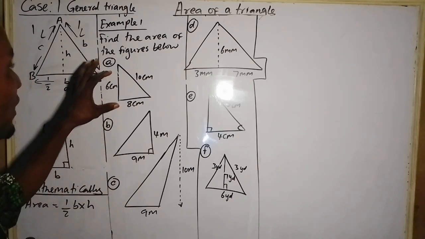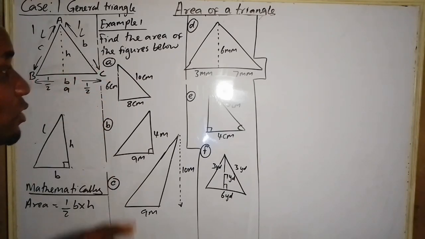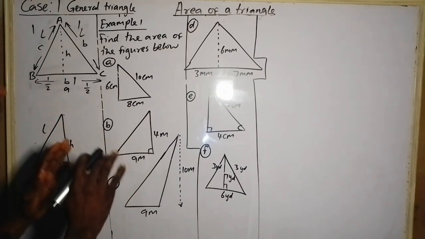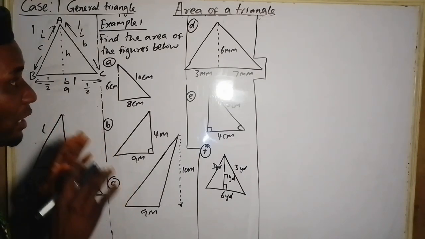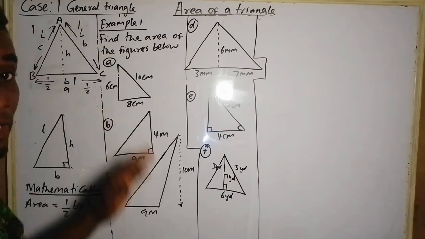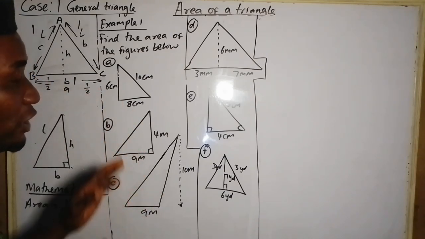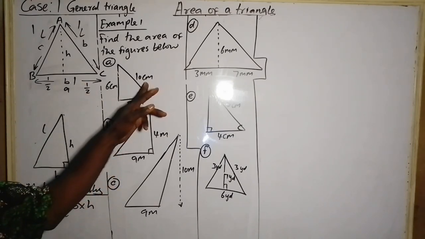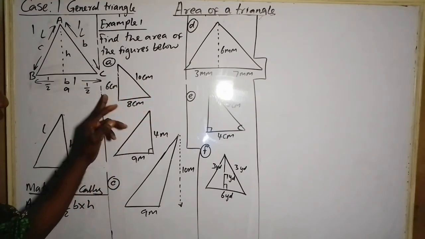The first example says find the area of the figures below. These questions that you see here have different approaches that we need to apply to solve for their area. Now let's start with the first one. Here we have the slant height, the base, and the height.